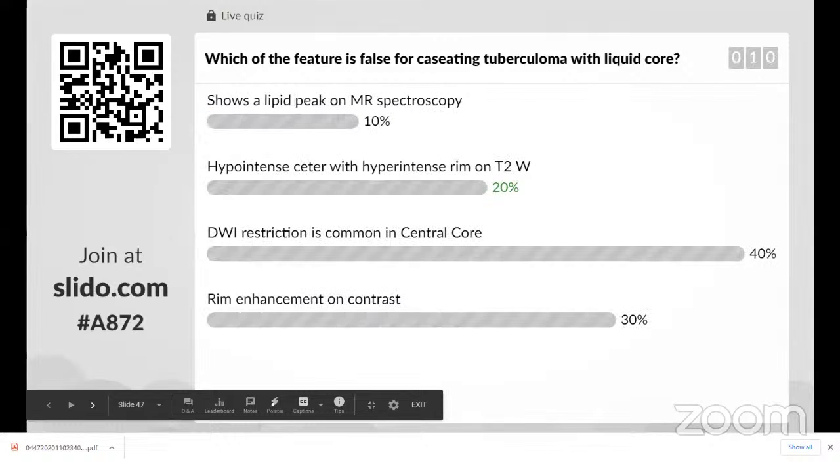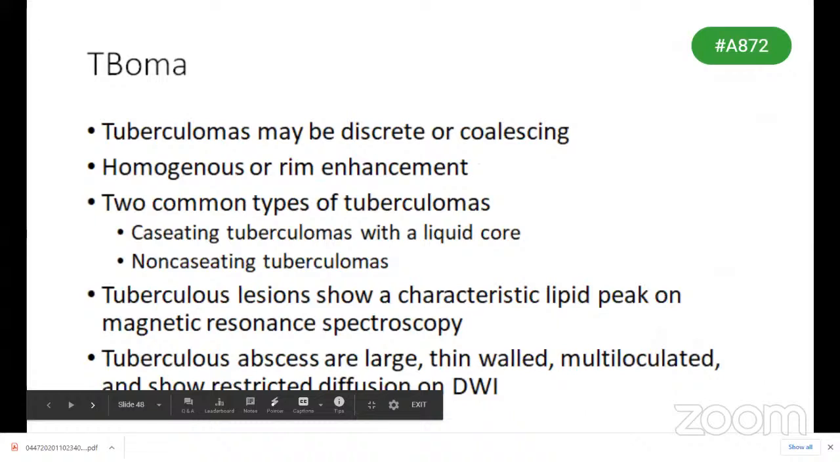Okay, again a broken house. The correct answer actually is hypointense center with hyperintense rim, and I'll talk about this. So tuberculomas, we know they can be discrete or they can be coalescent. There is of course homogeneous or rim enhancement. So enhancement is well known in tuberculomas. There are two common types: caseating, which is with liquid core, and non-caseating tuberculomas.